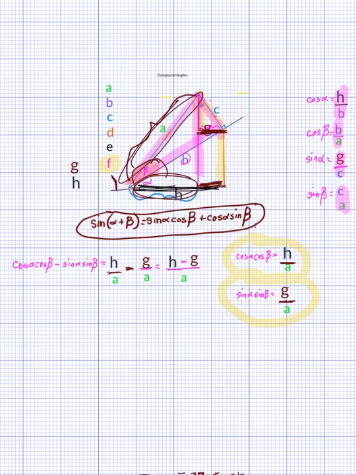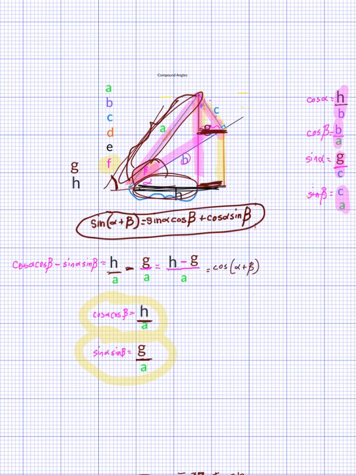So this divided by this is exactly the cosine. It's the adjacent over the hypotenuse of this huge angle. So this is exactly equal to the cosine of alpha plus beta.